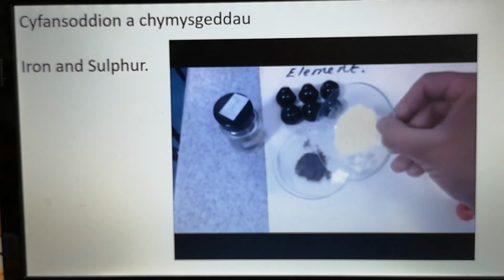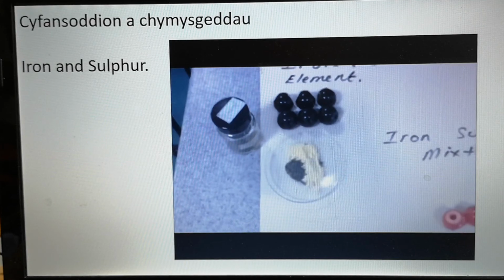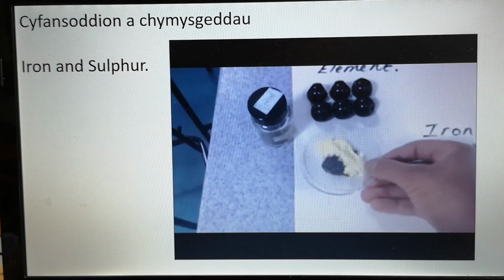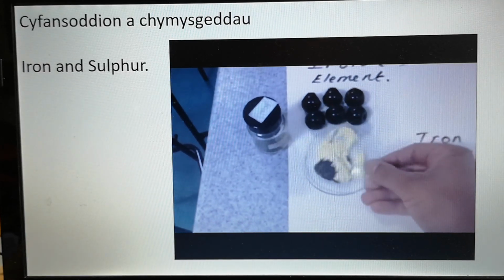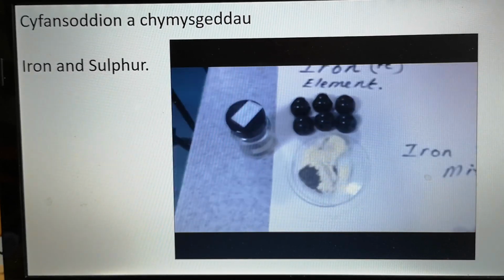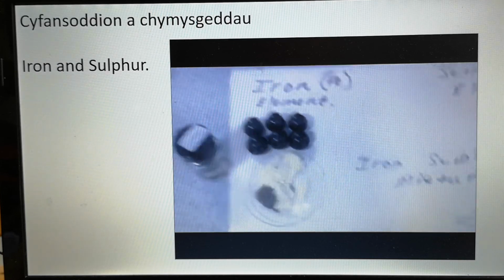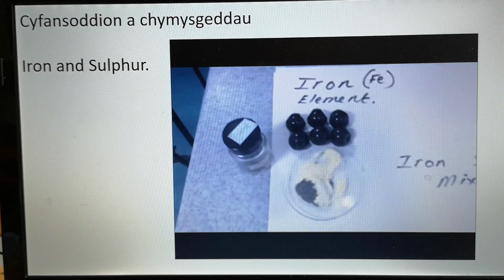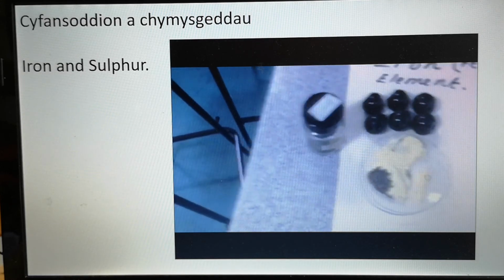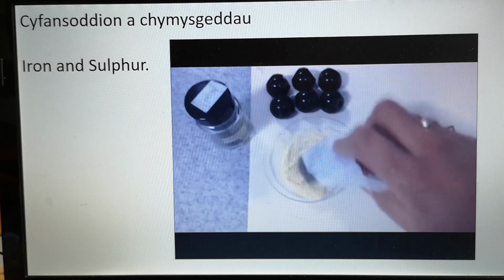of iron and sulfur, would it be possible to separate the iron from the sulfur? And if so, what method could we use? Okay, so the simplest thing to do would be to use a magnet. So I can take a bar magnet and I can wave that over the iron and sulfur mixture, and the bar magnet will attract the iron and separate it from the sulfur.